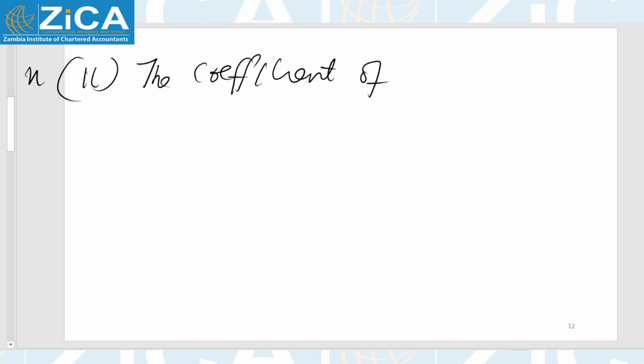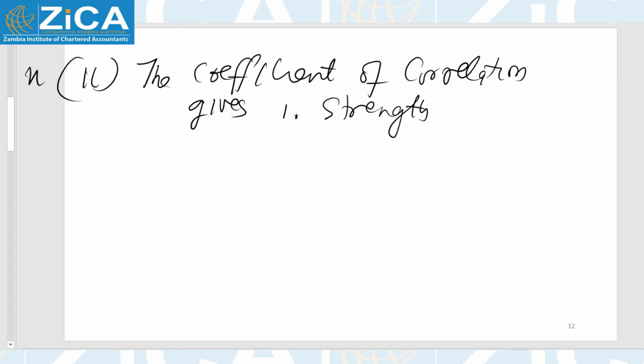The coefficient of correlation is the strength of the relationship, and at the same time it gives us the direction of the relationship. The coefficient of correlation gives, one, strength of the relationship. Two, it gives direction of the relationship.